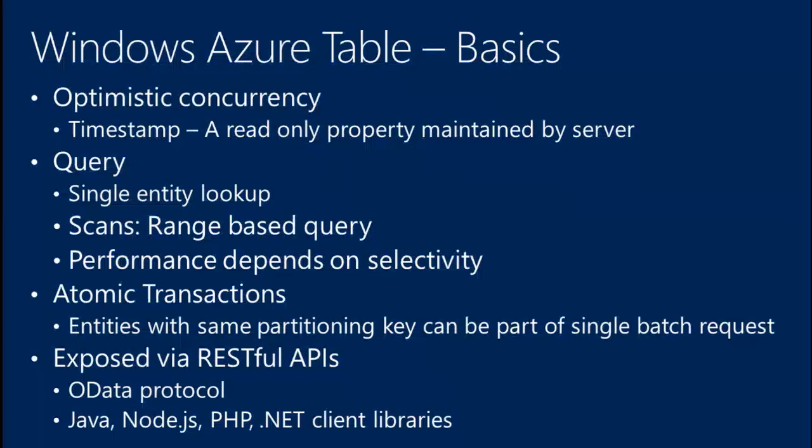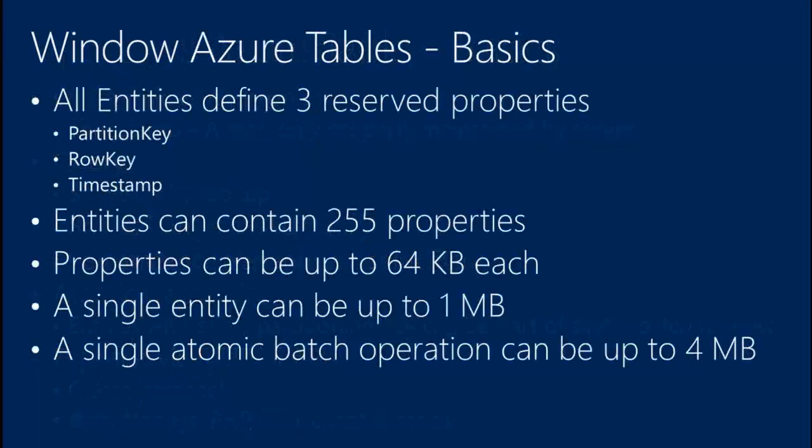This is exposed, again, via REST APIs, and specifically for tables, we use something called the OData protocol. It's an open protocol. You can go to odata.net and look at it. Again, in the client libraries, we handle all this for you. All right, so every entity has these 3 properties. Each entity can have up to 255 of them, and each property can be 64 kilobytes. A single entity can be 1 megabyte, and a batch transaction can be up to 100 table entities or 4 megabytes. All right, so we'll do a quick demo here.